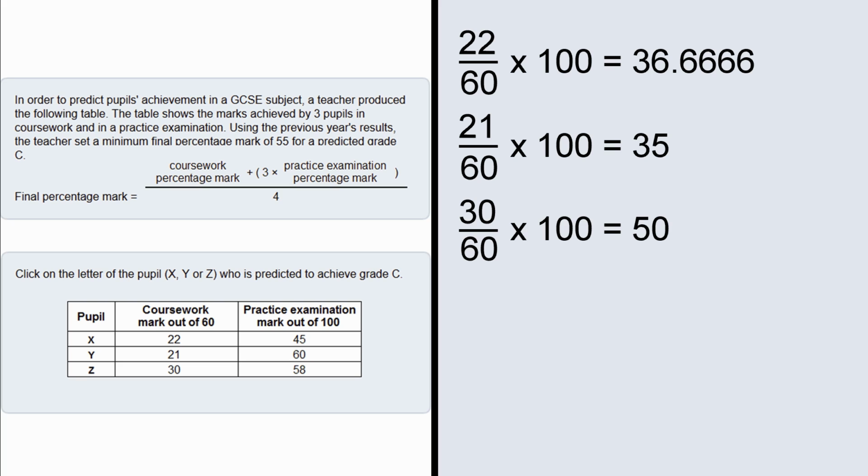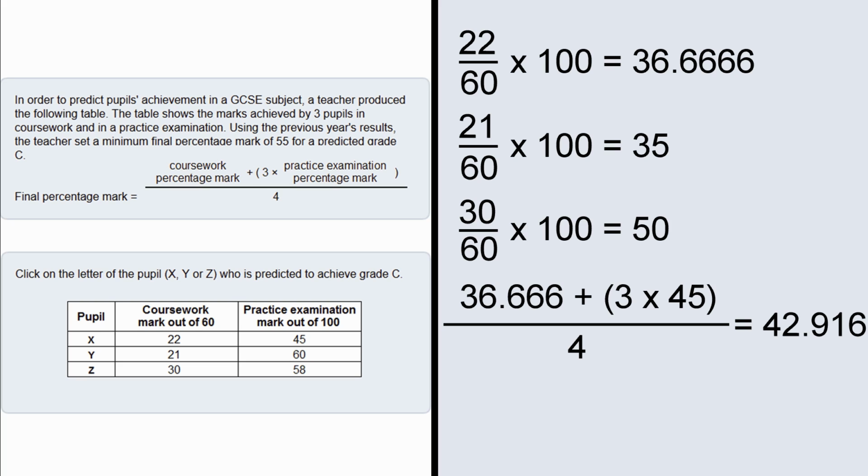So let's start with pupil X. So we have a coursework percentage mark of 36.666 and a practice examination mark of 45. So the formula is 36.666 plus 3 lots of 45, all divided by 4, and that gives us 42.91666, which is too small to be a grade C.